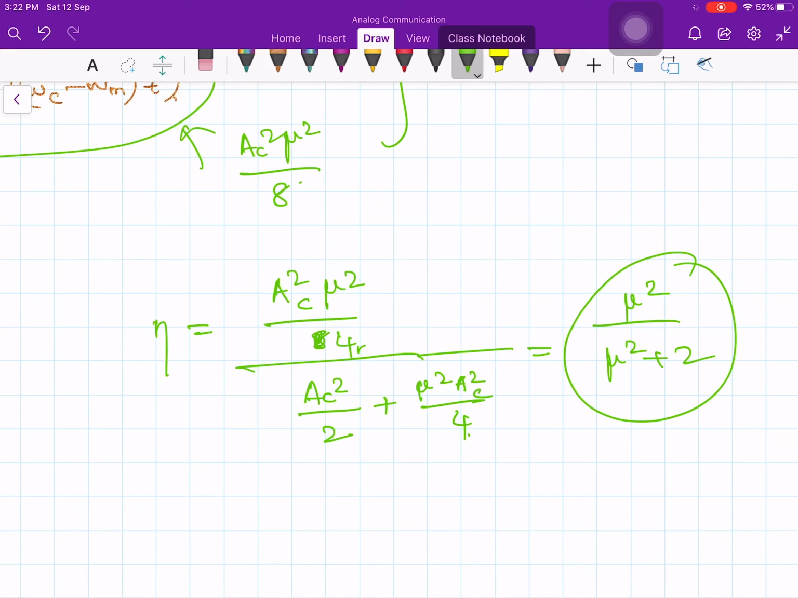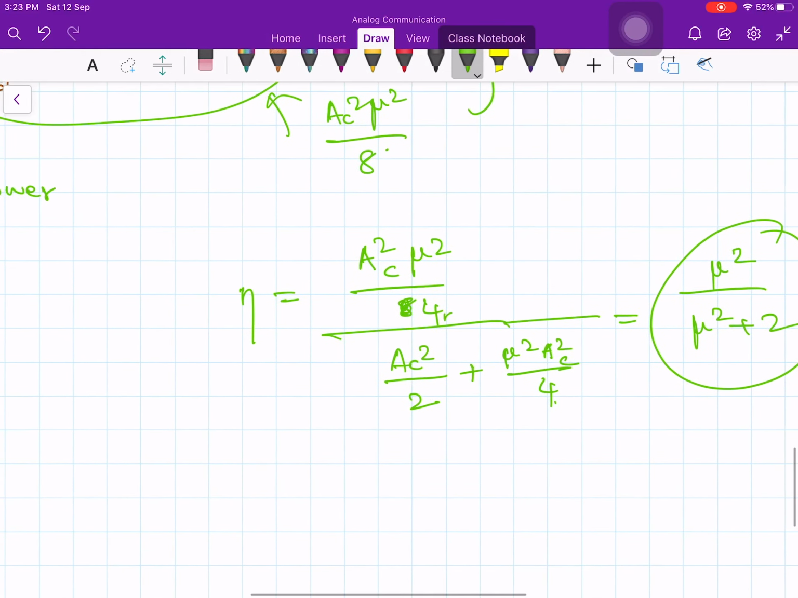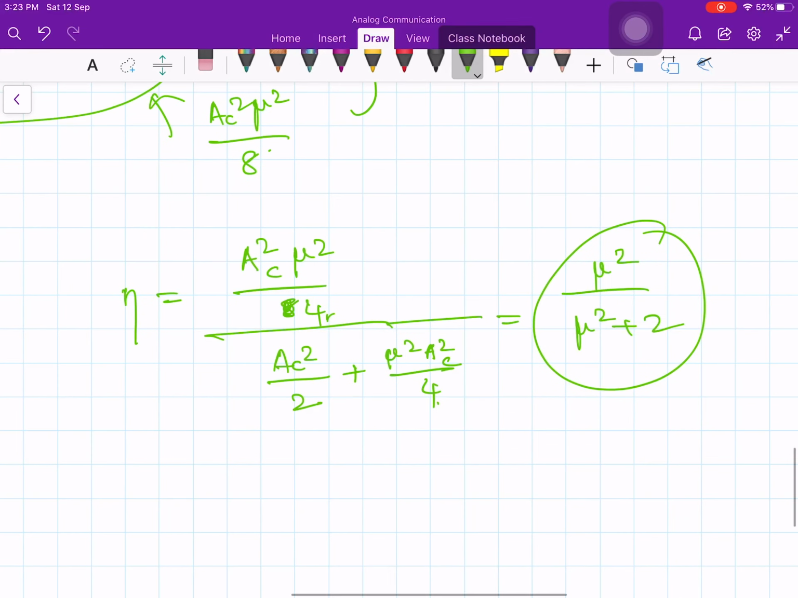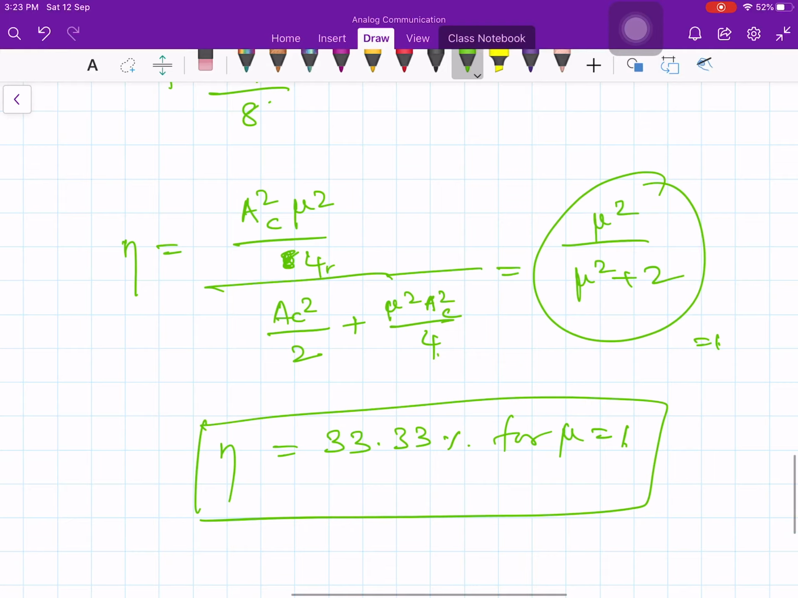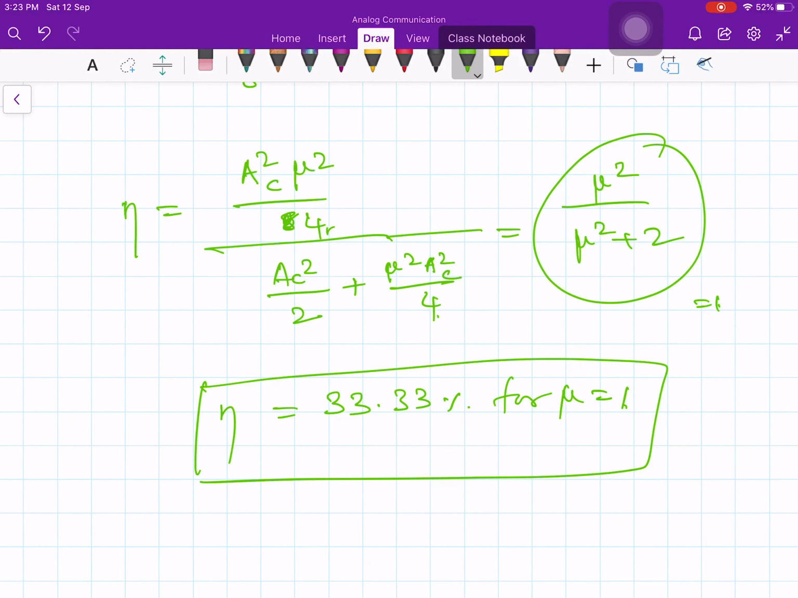Now what is the best power efficiency that one can achieve? The best power efficiency you can have will be obtained when mu is 1, the maximum value it can take, right? If you substitute 1, then the maximum efficiency is 33.33% for mu equal to 1. So this is the maximum efficiency that one can achieve for an AM system with a sinusoidal signal as a message signal.